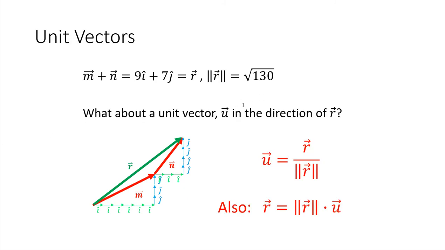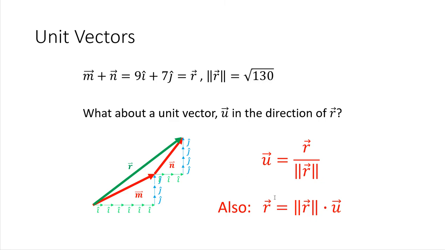If you did that one, you'll notice that the magnitude was square root of 130, because we had 9 i hats and 7 j hats. So 81 plus 49 is 130, square root of that, square root of 130. And it's positive, notice.